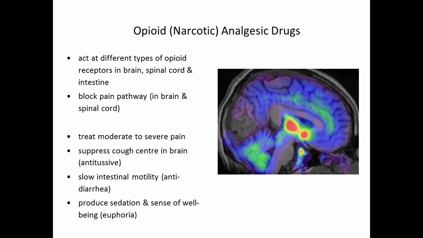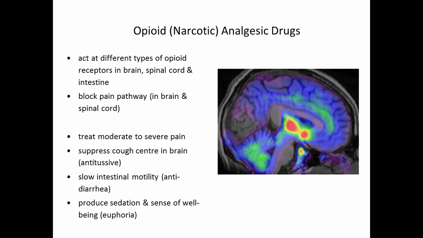Okay, so opioid or narcotic analgesic drugs act at different types of opioid receptors in the brain and the spinal cord. We also, by the way, have opioid receptors in our intestine, and when those receptors get activated, it slows down our intestine, and that's why one of the side effects of taking opioid drugs is constipation, because those drugs slow down the intestinal motility. So these drugs bind onto those opioid receptors and they block the pain pathway, and this occurs in our central nervous system. So we use these types of drugs to treat moderate to severe pain.